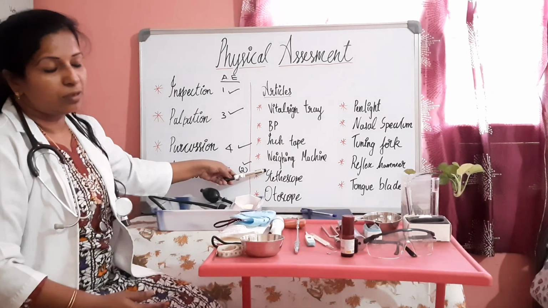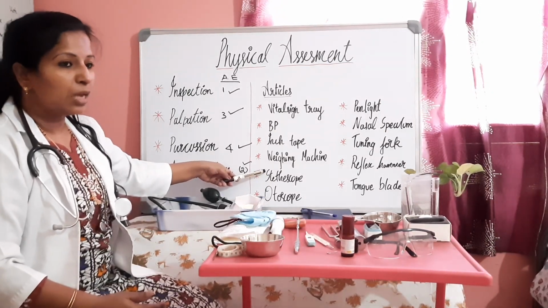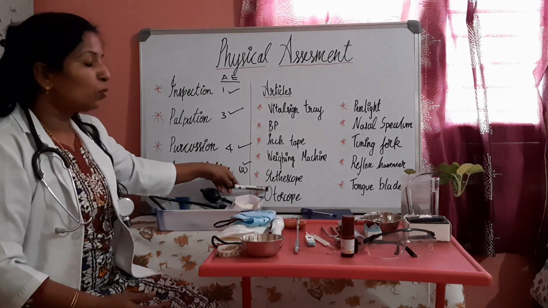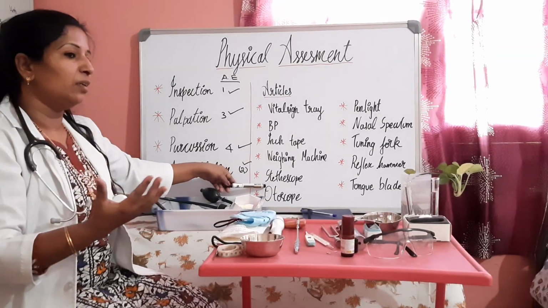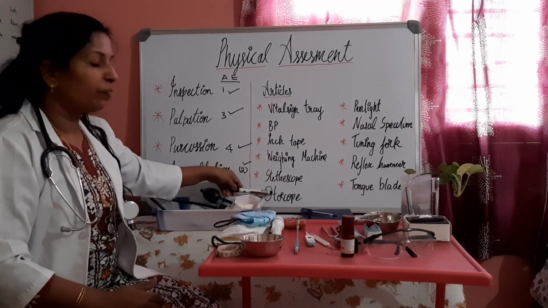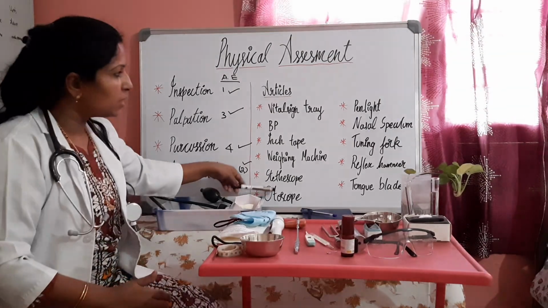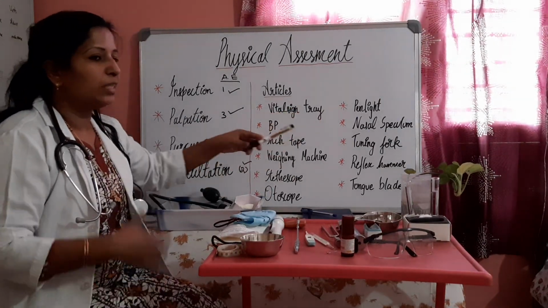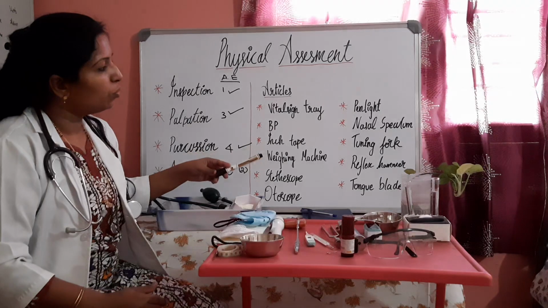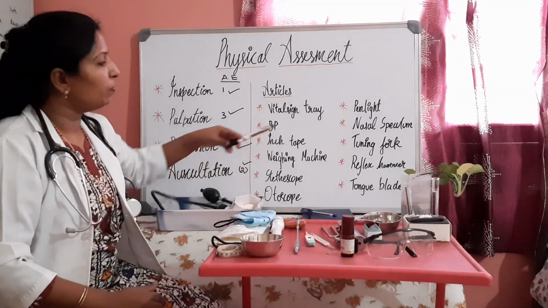The stethoscope has the important function of auscultating the heart sounds, lung sounds and the bowel sounds. The otoscope is used to see the inner ear and to conduct the hearing test, and the pen light or torch light can be used to know about the eye movement or to check the eyes of the patient.